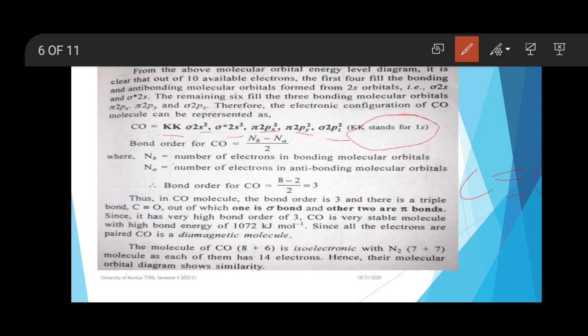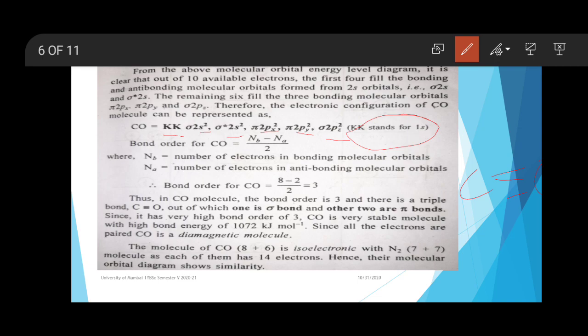Since it has a very high bond order, that is 3, CO is a very stable molecule with a very high bond energy of 1072 kilojoule per mole. As I said, all electrons are paired in the CO molecule. That's why the CO molecule is diamagnetic in nature. Okay, everybody understood?